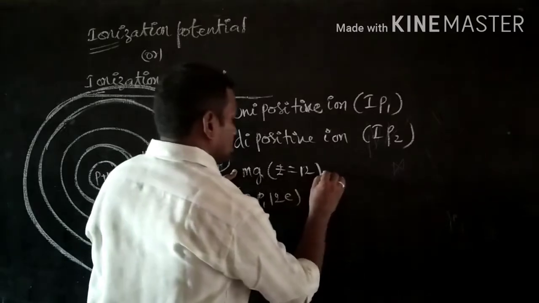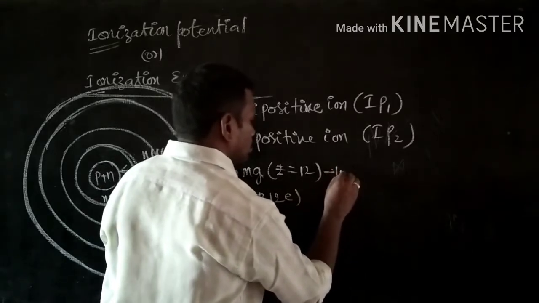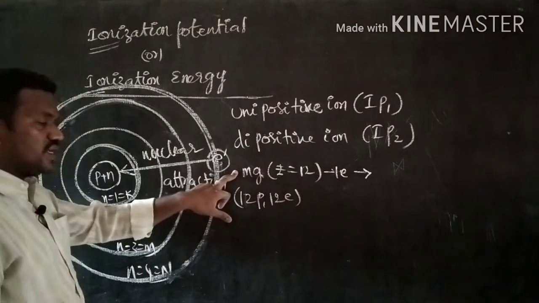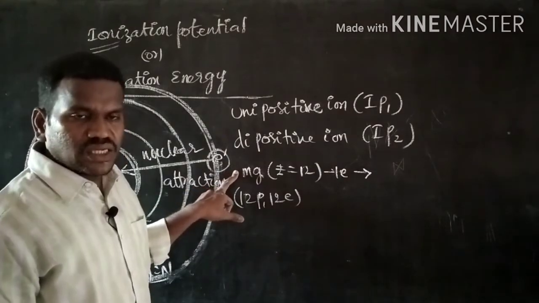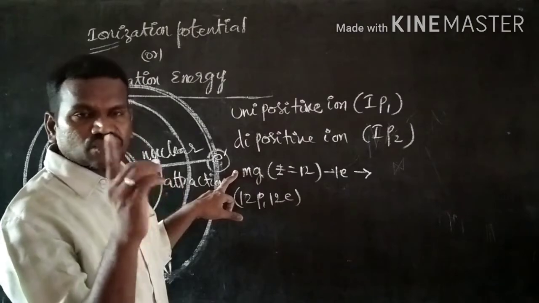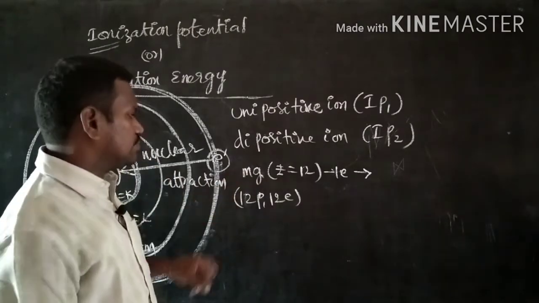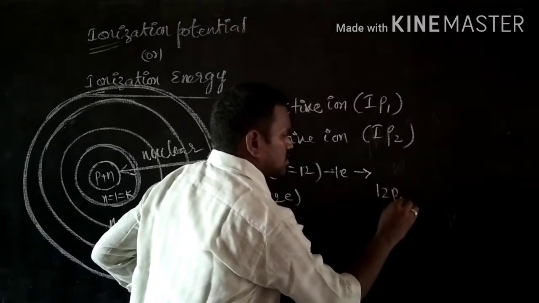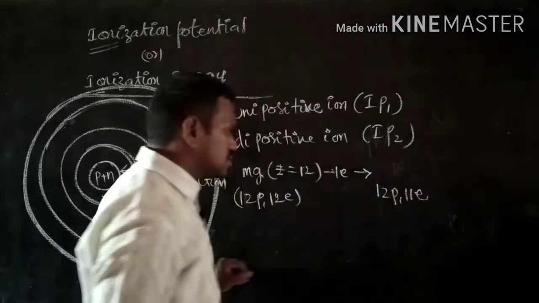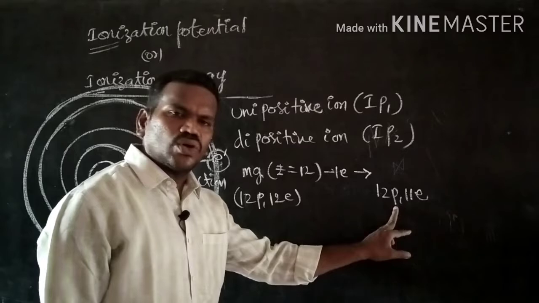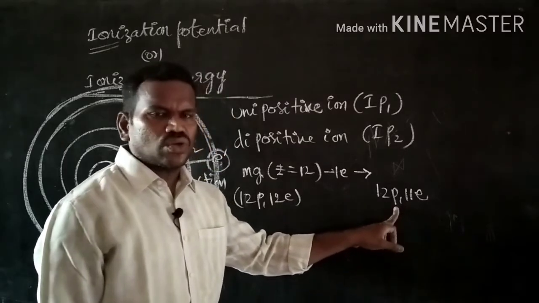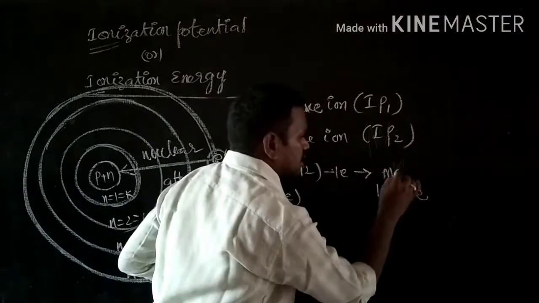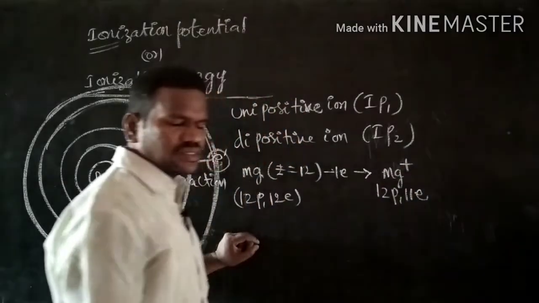If the neutral magnesium loses one electron from its valency shell, it means we are supplying some amount of energy to the valency electron of magnesium. First only one electron will come outside. Now what happens? 12 protons with 11 electrons. Which charge is more? Positive charge is more. How many units more? 1 unit more. So it can be written as Mg1+.